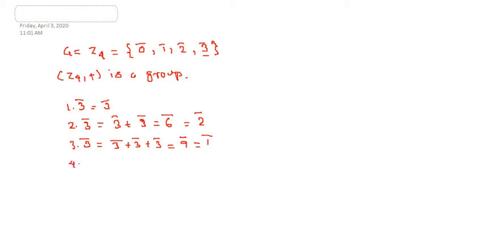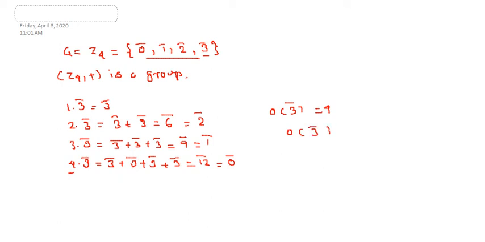And now 4 into 3 bar, which is the addition of 3 bar 4 times, we get 12 bar, and if I divide 12 by 4, we get remainder 0, so it is equal to 0 bar. So you can see clearly that after 4 times addition of 3, we get 0 bar. So the order of 3 is definitely equal to 4. Now the group has 4 elements, so the order of 3 is same as the order of the group.